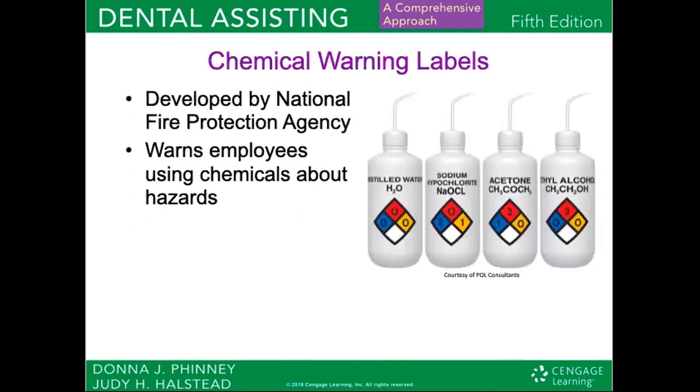Chemical warning labels were developed by the National Fire Protection Agency. These labels warn employees using chemicals about the hazard that each chemical has. So if you look on figure 12-12 on page 267, there is a handy little chart that is a key to what these mean. These hazard labels are color coded, and they're diamond shaped as well.